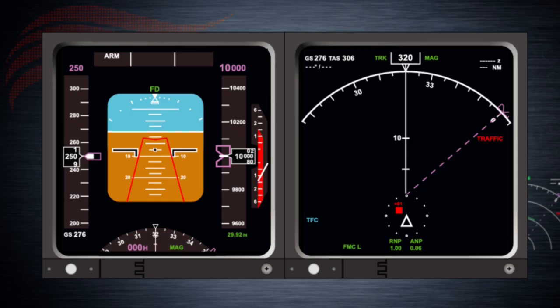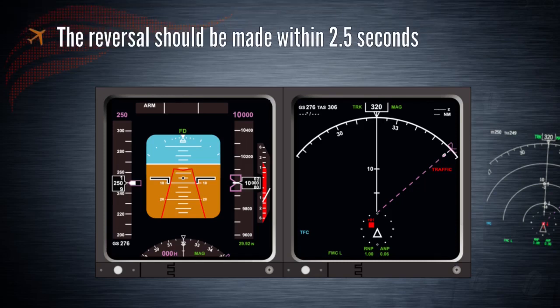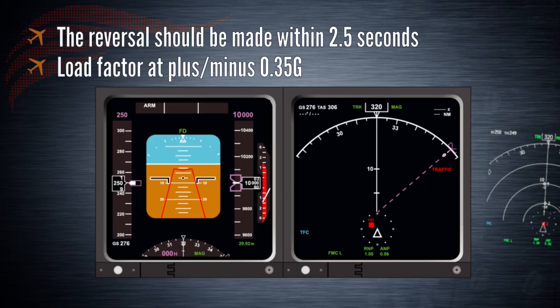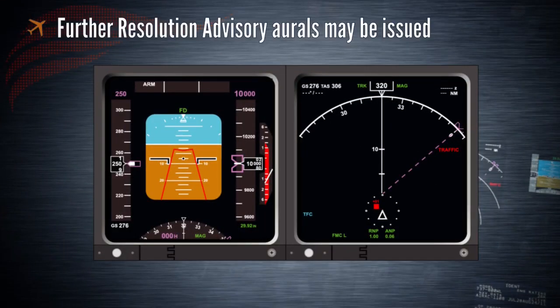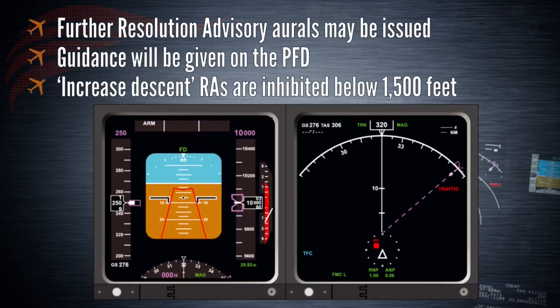The aircraft must be pitched without delay to the new revised altitude, and the PFD guidance should be followed to achieve this. The reversal should be made within 2.5 seconds, with additional load factor at plus or minus 0.35 G. Further resolution advisory orals may be issued where the current rate of climb or descent is insufficient to resolve the conflict. Guidance will be given for both of these commands on the PFD. Increased descent resolution advisories are inhibited below approximately 1,500 feet radio altitude, so that pilots are not encouraged to descend too quickly close to terrain.